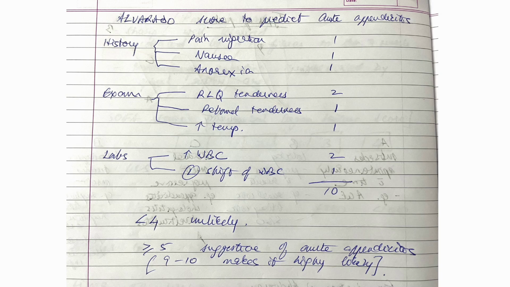Less than 4 makes it unlikely. More than or equal to 5 is suggestive of acute appendicitis, and if it's 9 to 10, it makes it highly likely.